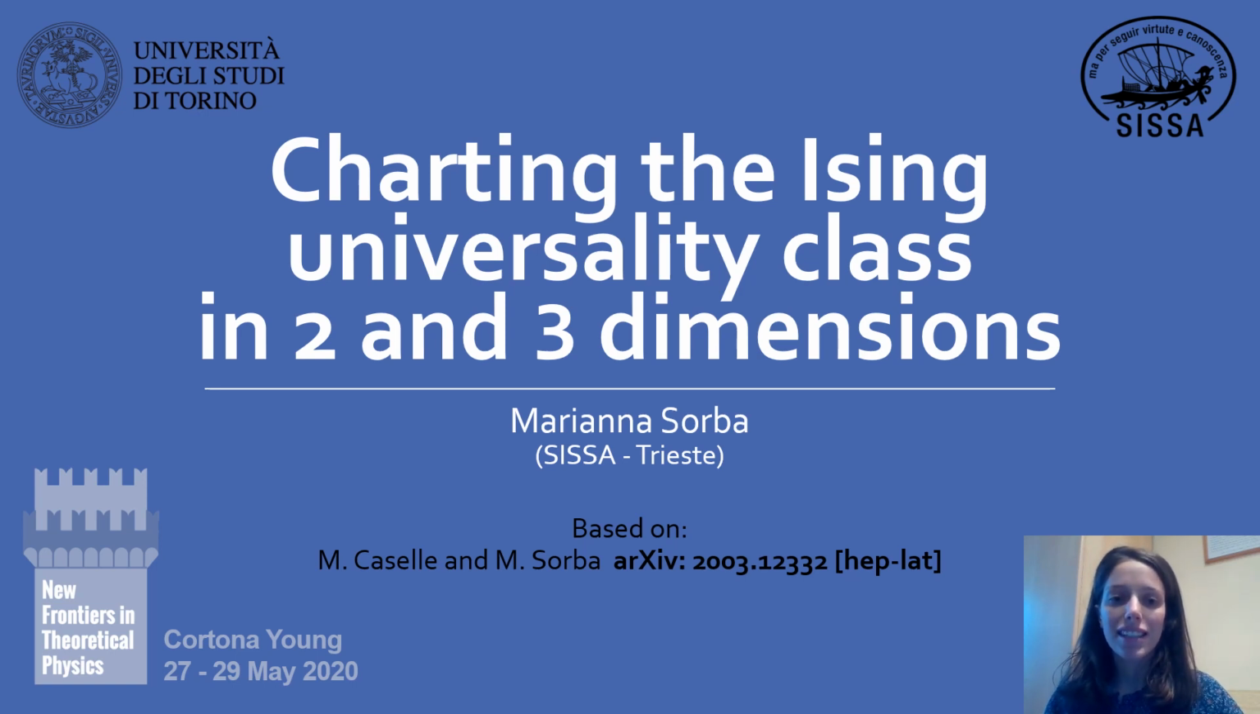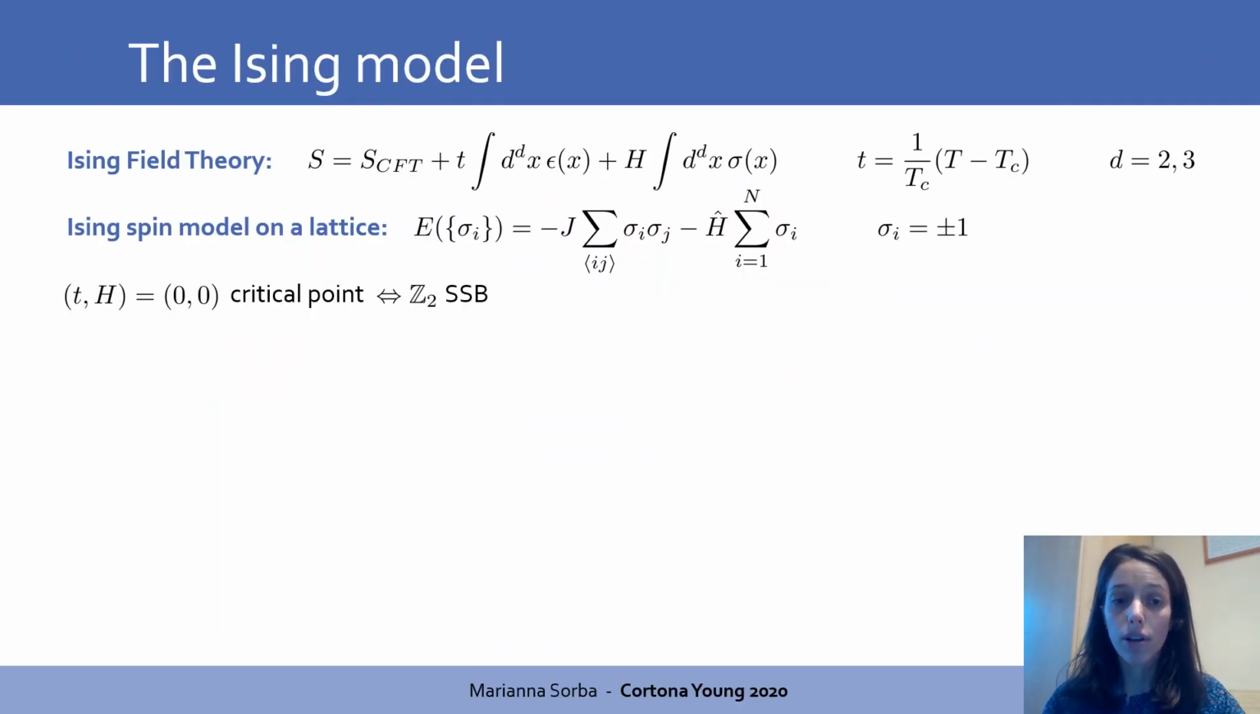Hello everybody, in this video poster I will show you a possible way to chart the Ising universality class both in 2 and 3 dimensions. First of all, let me briefly recall the model on which all the discussion is based, which is the Ising model on a lattice. Here we will consider a square or a cubic lattice.